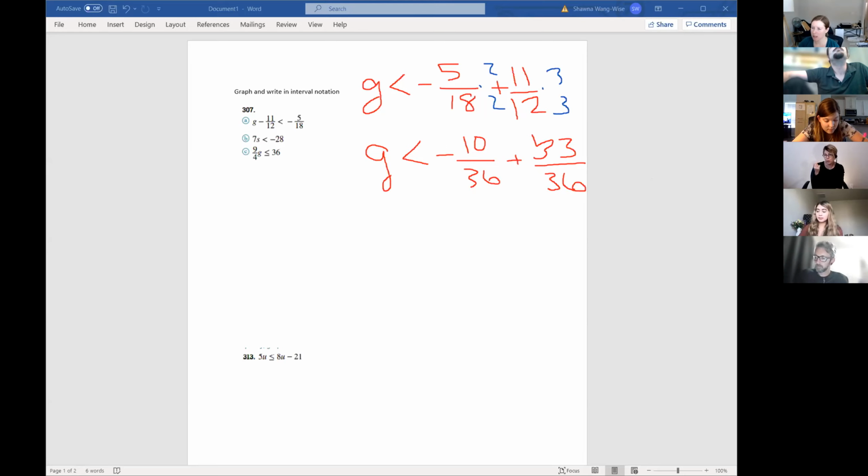Now that we have the same denominator, did you just add the 10 and 33? Well, it's a -10, but yeah, -10 plus 33. Oh yeah, -10. So what do we get? Would be 23 over 36. Yeah, awesome. All right, let's go to our number line.